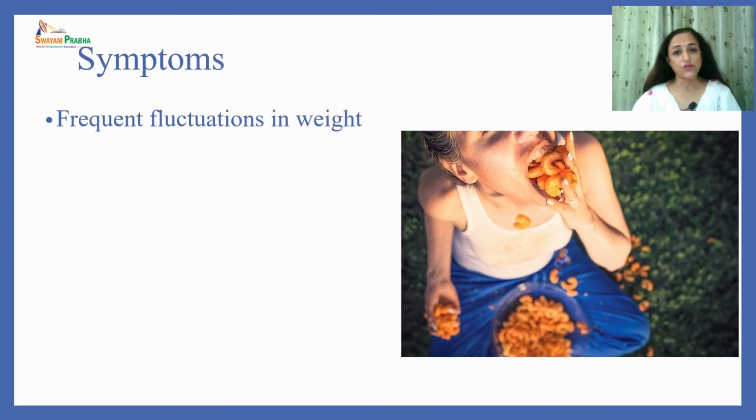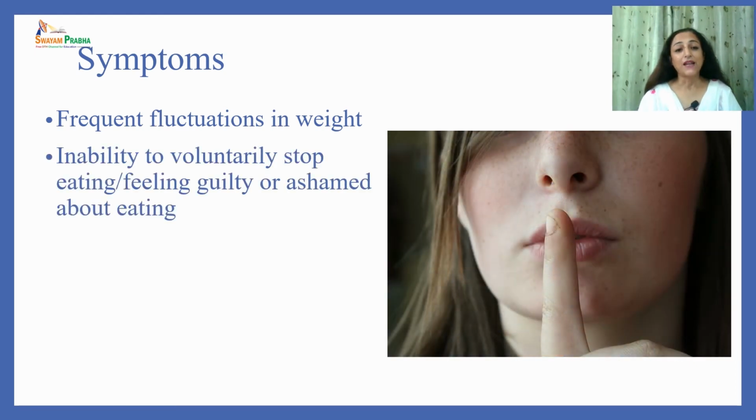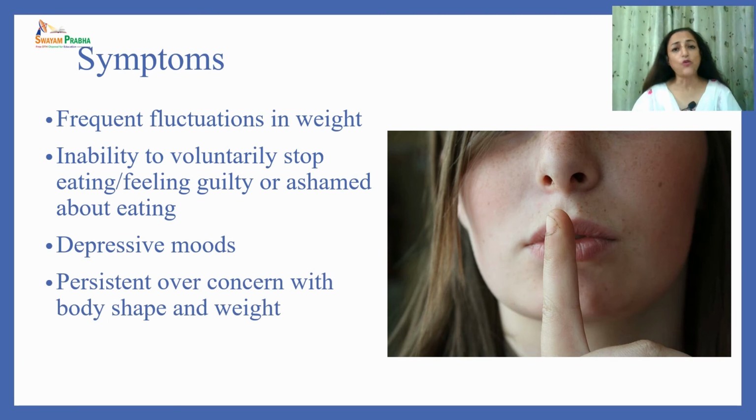There could be frequent fluctuation in weight, because sometimes they will be able to lose weight, sometimes they will not be able to achieve the desirable weight. Along with that, there would be inability to voluntarily stop eating, and they will feel guilty or ashamed about the eating, because they are not sure about their own health and outlook. They will have depressive moods which will be shifting. Sometimes they are happy, sometimes they are not, sometimes they are anxious, and they are persistently overconcerned with body shape and weight.